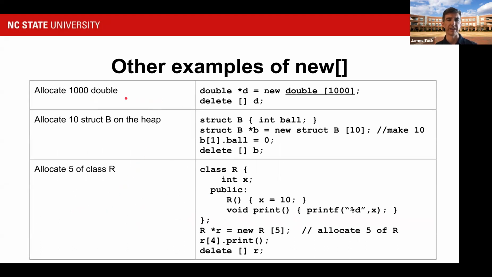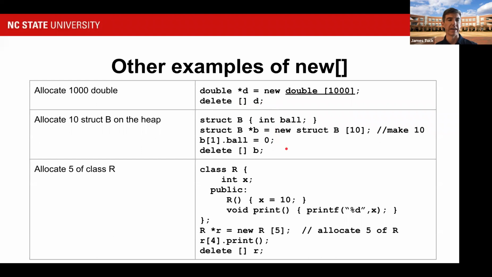Okay, here are some more examples. Let's say I want to allocate 1,000 doubles. Then I would say double star D, right? I just need a pointer of type double. And I can set this equal to new double. And then at the very end here in brackets, I put the number 1,000 to indicate that I want 1,000 doubles. And then later to delete this, I would say delete array D.